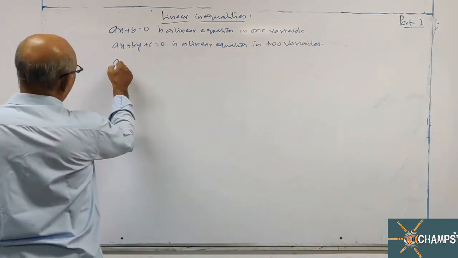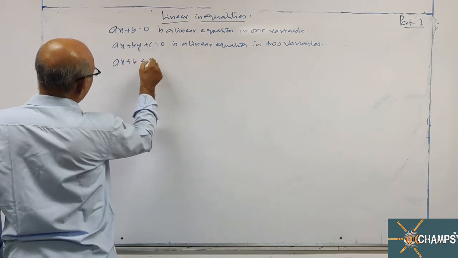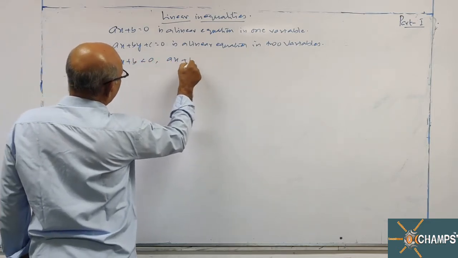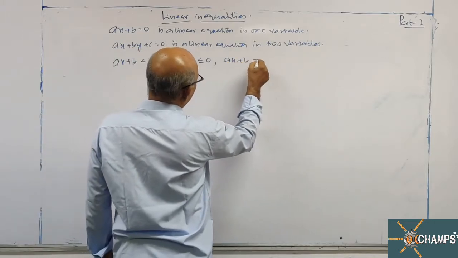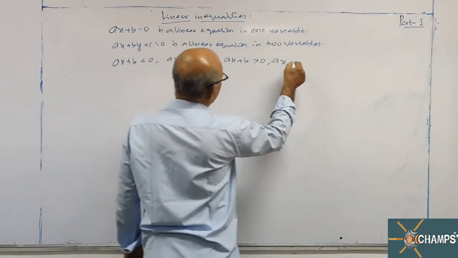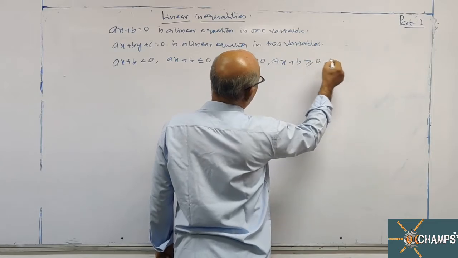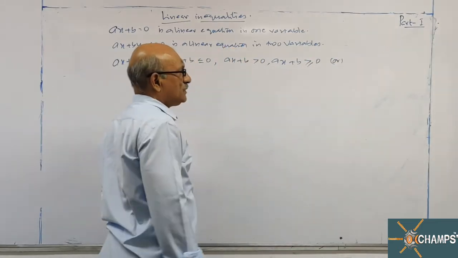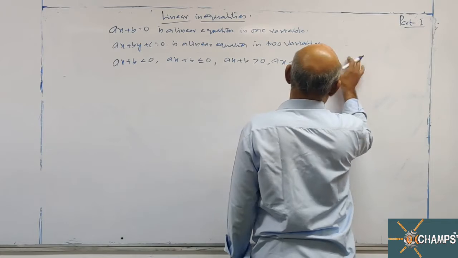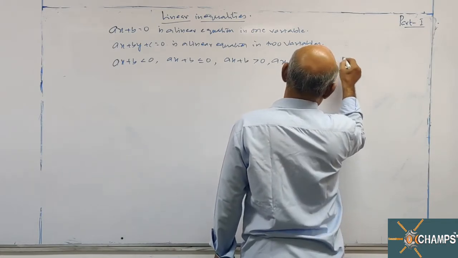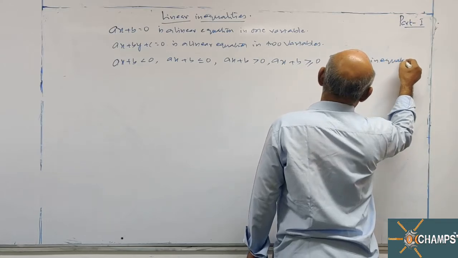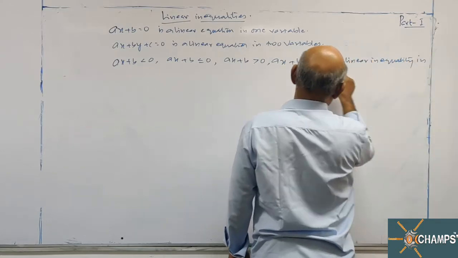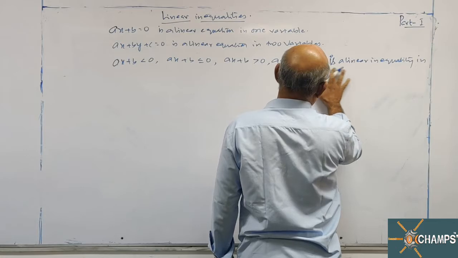Now look at this, sir. Ax plus b is less than 0. Ax plus b is less than or equal to 0. Ax plus b greater than 0. Ax plus b greater than or equal to 0. This is a linear inequality in one variable.